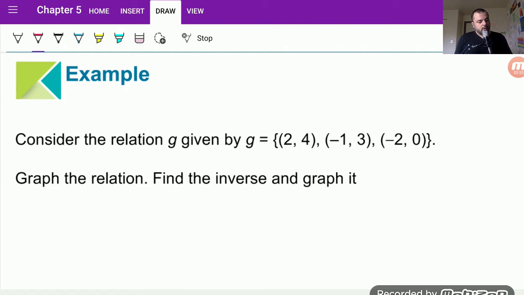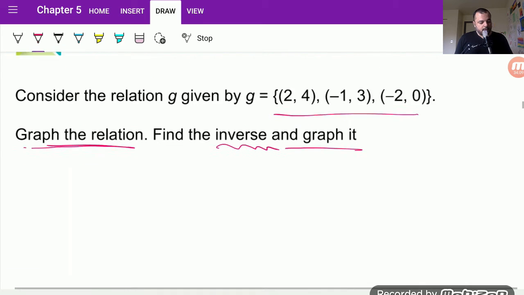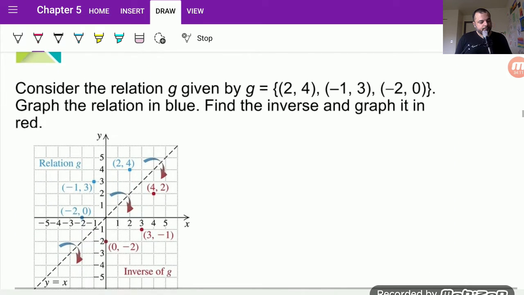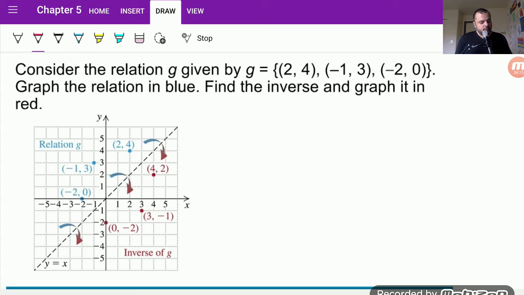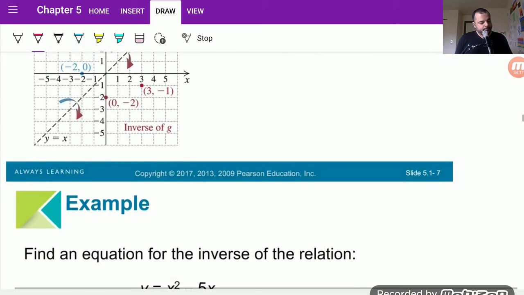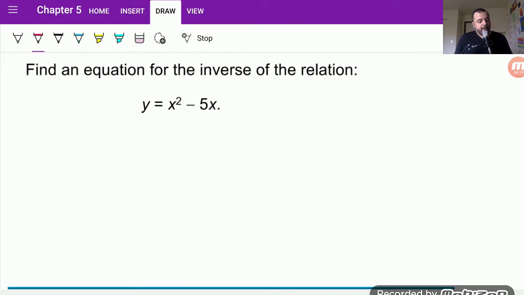Example. Consider the relation G given by this G. Graph the relation and find the inverse and graph it. We did already this for the first example, so this is your task to do. Get the inverse and graph the relation. You can't find the solution here as we did already in the previous example. Find the equation of the inverse of this relation.